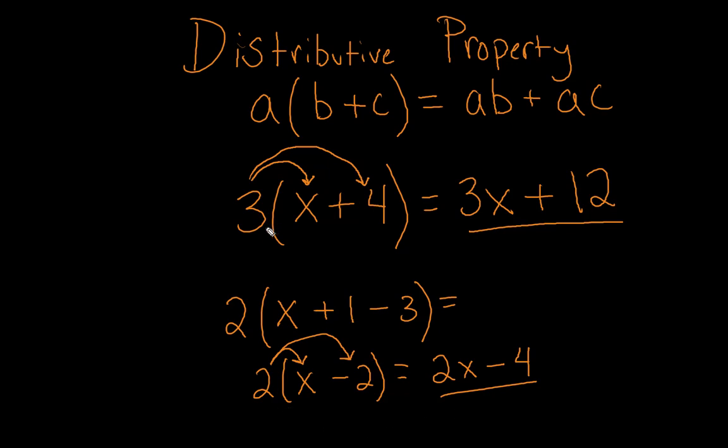So again, when there isn't that operation listed, when you have a number next to a parenthesis, the default is multiplication. Same thing next to a variable, that default is multiplication. But in order to distribute, we just take that number on the outside and multiply it with the terms on the inside of the grouping.